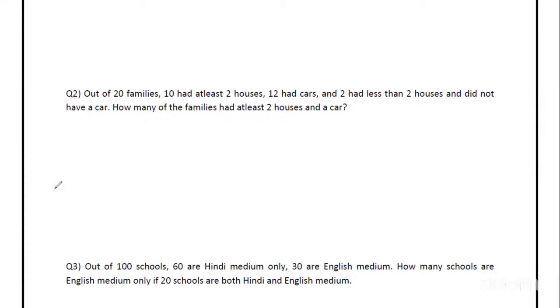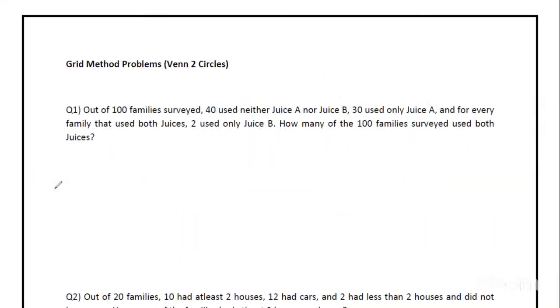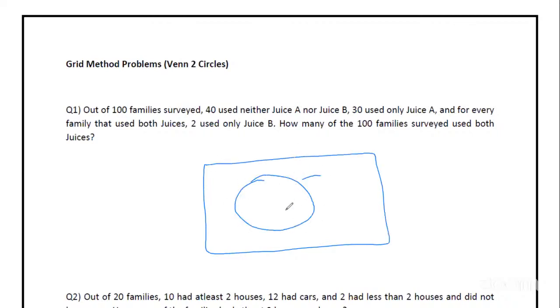And finally, the first question. So you have families using juice A, using juice B, 100 families. 40 used neither juice A nor juice B, so n is equal to 40. 30 used only juice A, so 30 goes in the only region. And for every household that used both juices, that is X, 2 used only juice B, so this is 2X. How many of the 100 families surveyed used both juices? So we have to find out X.